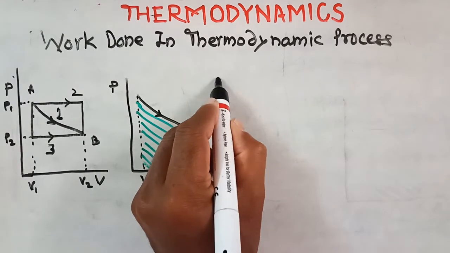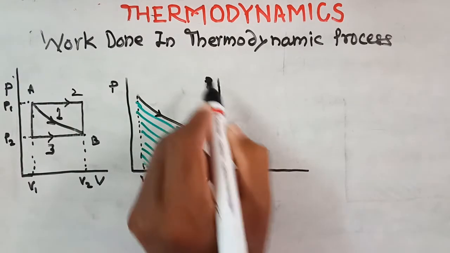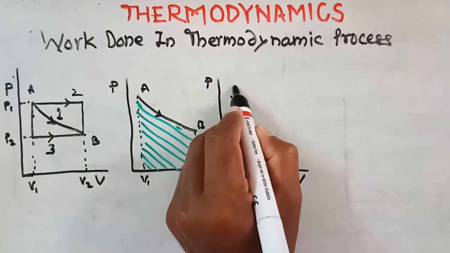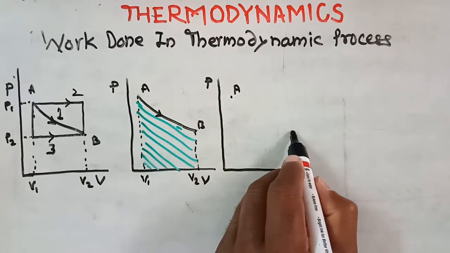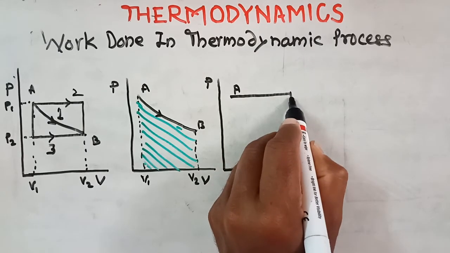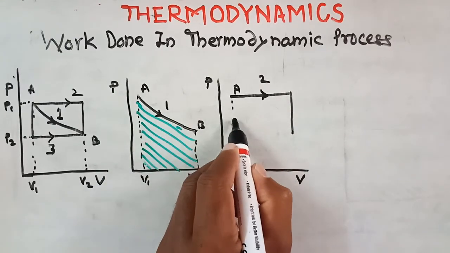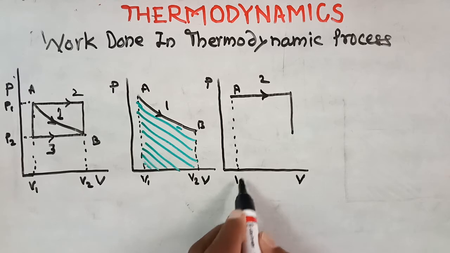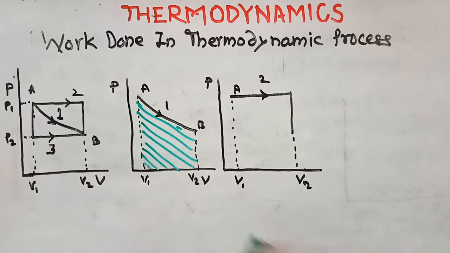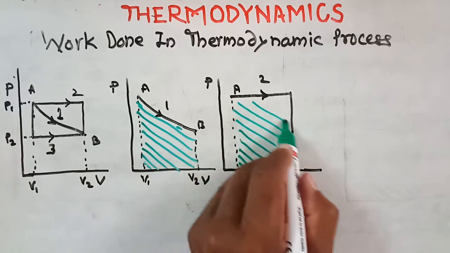Now in the second case. This is our pressure axis, this is our volume axis. This is the initial point A, and the same is the final point B. But the path is different in this case. Initially the pressure is constant and then suddenly drops. So this is the second way. Now let us find the area under the curve. This is the volume V1, this is the volume V2, this is the volume axis. So this is the area under the curve. As this area under the curve is increased, the work done also increases.